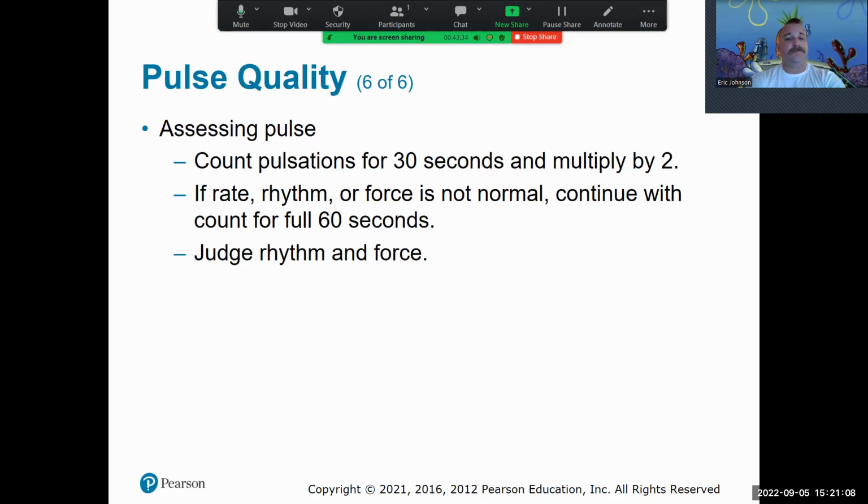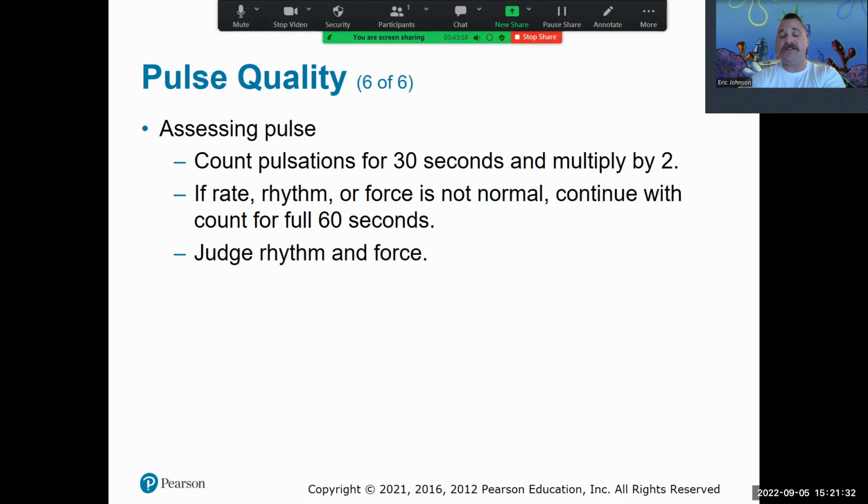So how do we assess pulse? Super easy, super simple. You're going to count how many pulsations or how many lub-dubs, because we talked about lub-dub in class, over 30 seconds, and multiply by 2. Now, little pro tip: can you count over 15 seconds and multiply by 4? You sure can.